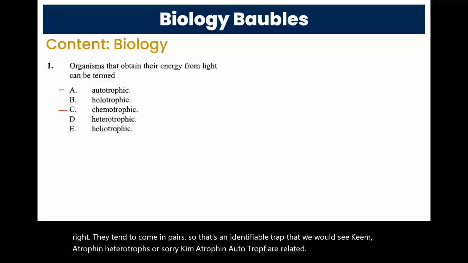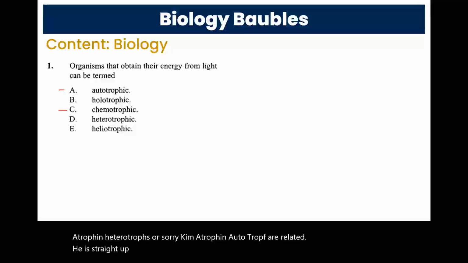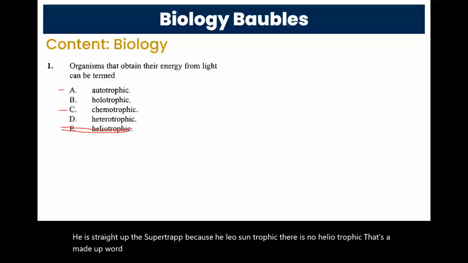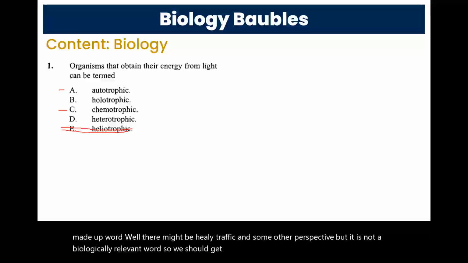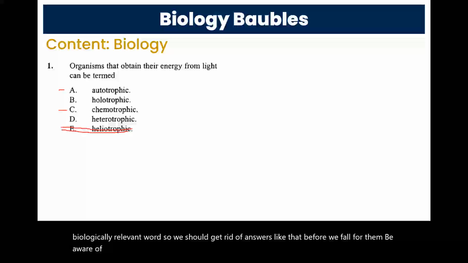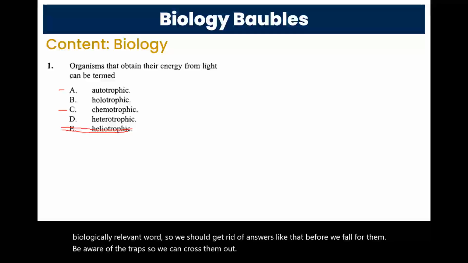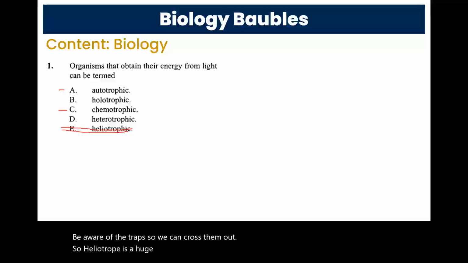E is straight up the super trap because helio, sun, trophic. There is no heliotrophic. That's a made up word. Well, there might be heliotropic in some other perspective, but it is not a biologically relevant word. So we should get rid of answers like that before we fall for them. Be aware of the traps so we can cross them out. So heliotrope is a huge trap. What is another term here that just doesn't belong?